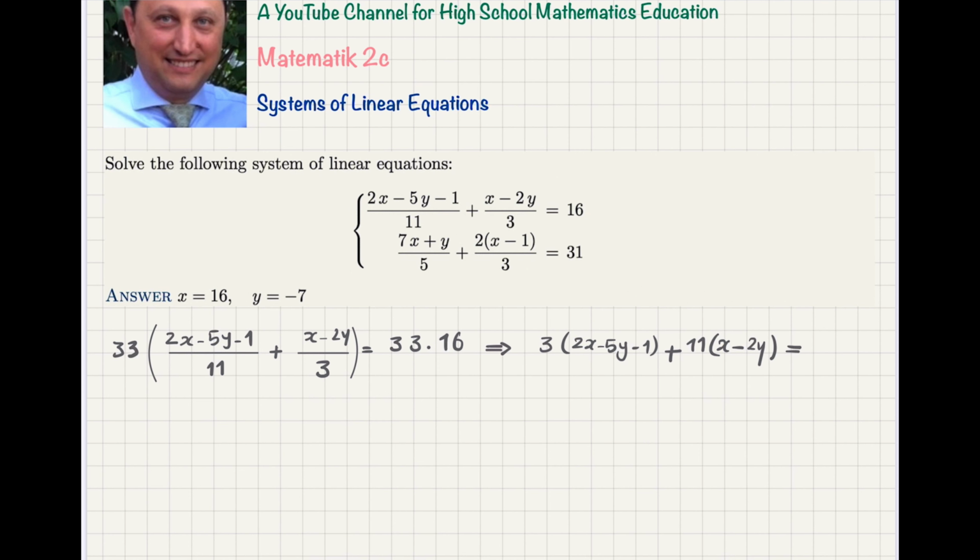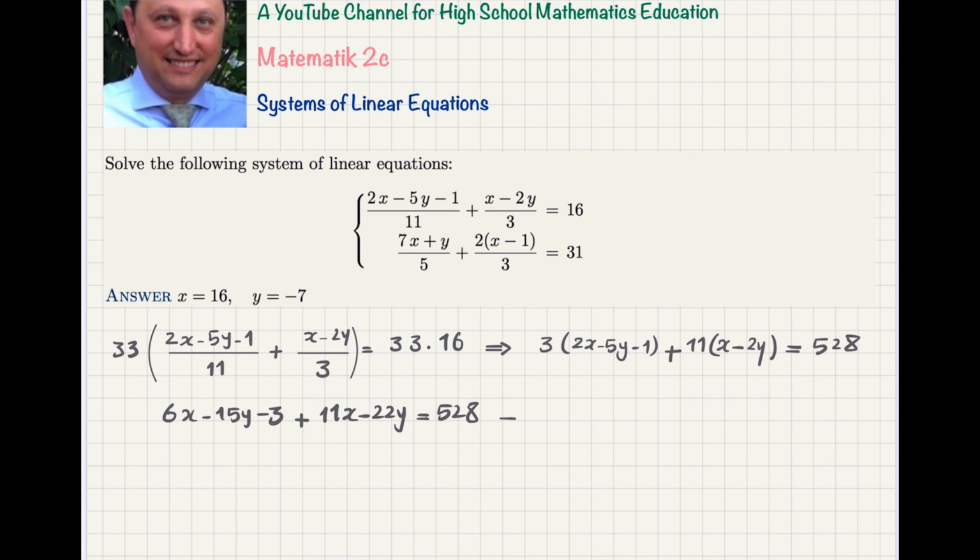On the right hand side, I use my calculator to do it quickly. So 33 times 16. Okay, so this becomes 528. And of course, it is not hard to multiply these two numbers without a calculator. And then I will start simplifying this expression. So I multiply 3 inside, it becomes 6x minus 15y minus 3, and then I multiply 11 inside, it becomes 11x minus 22y, and I still have 528 on the right.